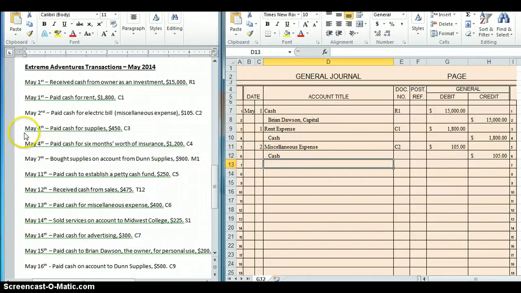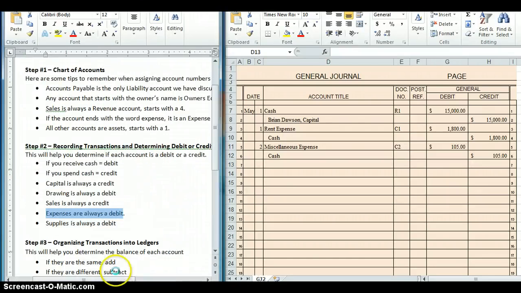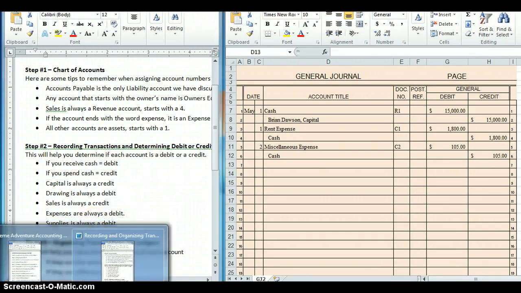Let's do another. May 4th, paid cash for supplies, $450. Once again, I paid cash. That's my credit. My cheat sheet tells me so. I bought supplies. Now, I probably would be able to figure out that this was the debit just because I know the cash is credit. But just in case if I want to double check, I can go to my cheat sheet and it says supplies is always a debit. So that helps me confirm that I'm on the right track.